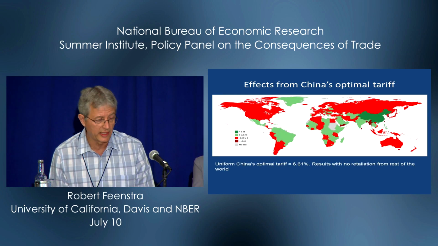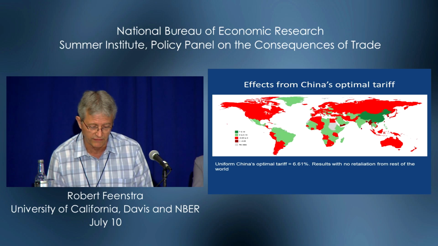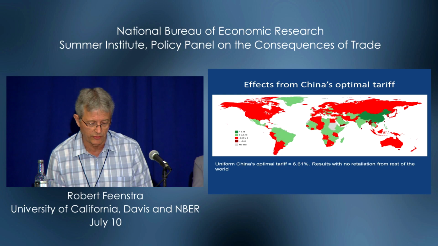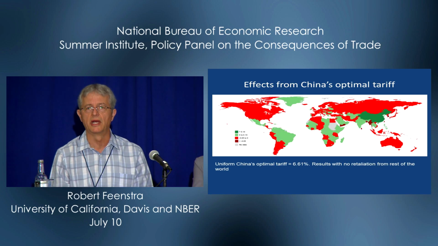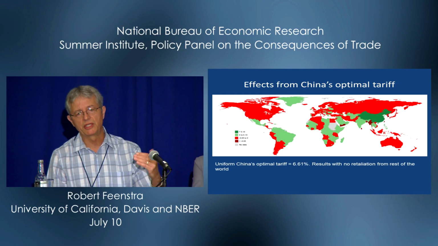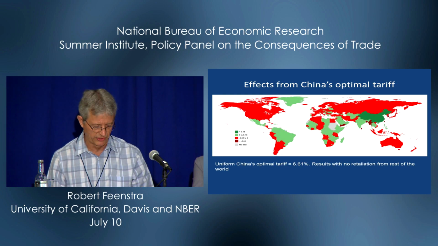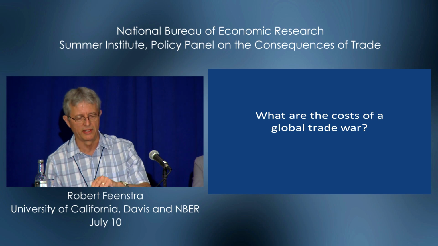Well, we see China in this map in the dark green, the gainer from its own optimal tariff. Many countries are in red throughout Western Europe, North America. A few countries are in light green. They gain slightly, Mexico, Brazil, and Bolivia, and some of the African countries. Perhaps they're relying on the same raw material inputs that China relies on, and their prices are being depressed. Finally, let me ask, what are the costs of a global trade war?